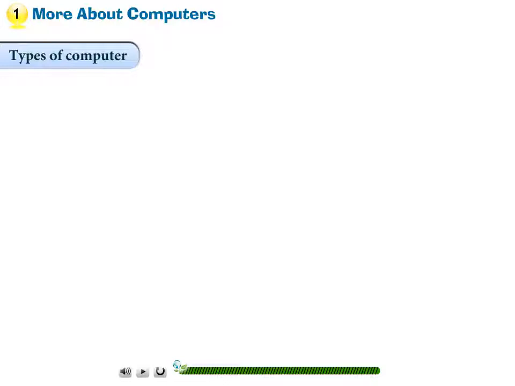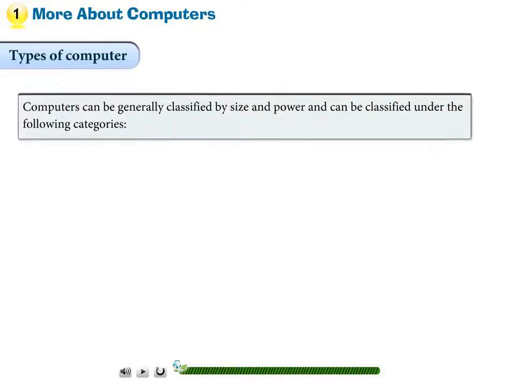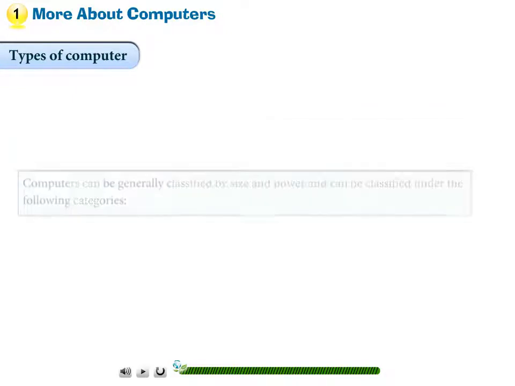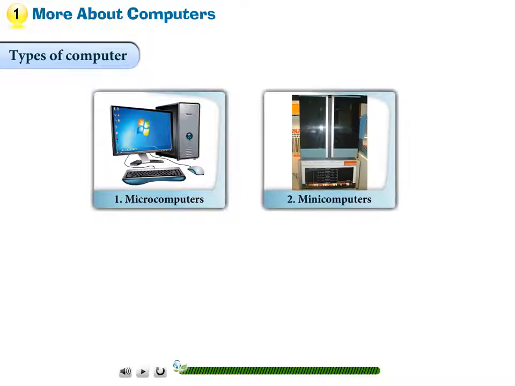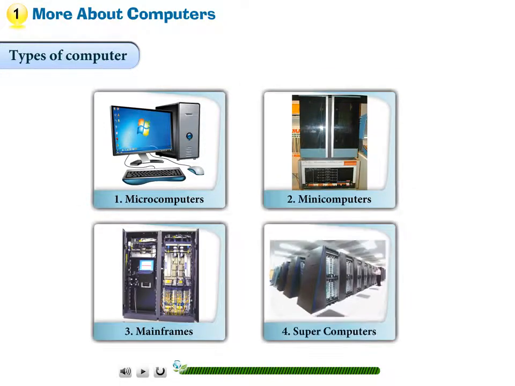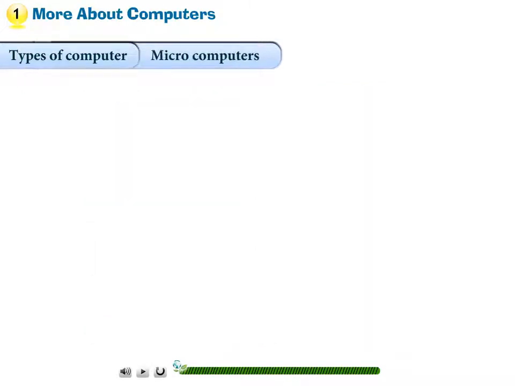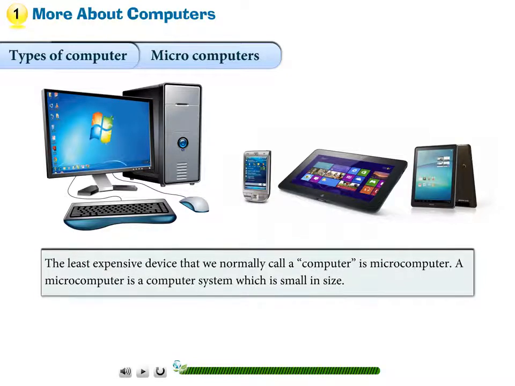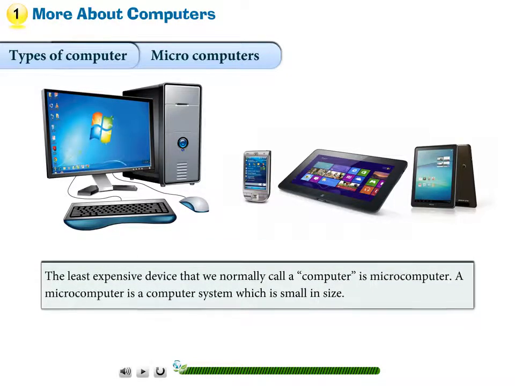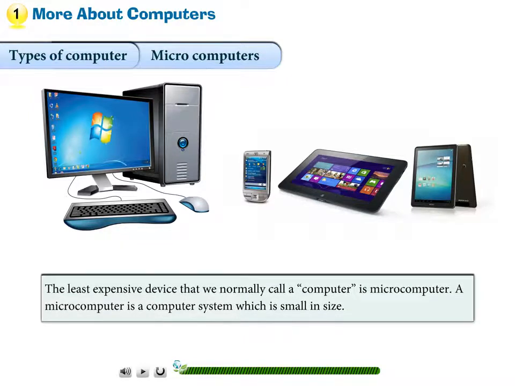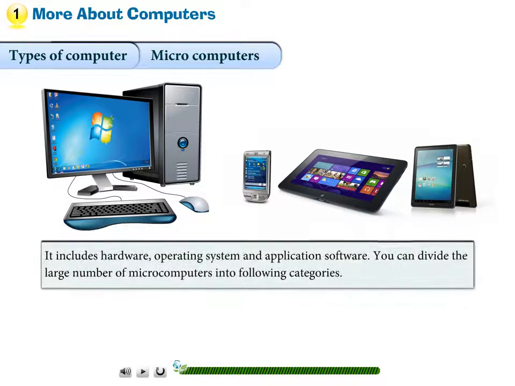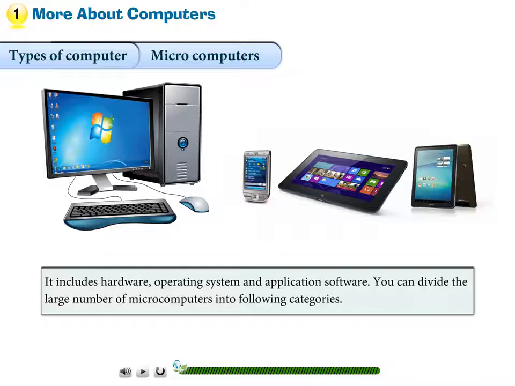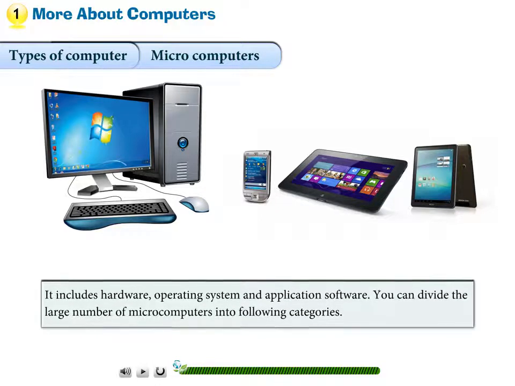Types of computers. Computers can be generally classified by size and power under the following categories: microcomputers, minicomputers, mainframes, supercomputers. Microcomputers. The least expensive device that we normally call a computer is the microcomputer. A microcomputer is a computer system which is small in size. It includes hardware, operating system and application software. You can divide the large number of microcomputers into the following categories.